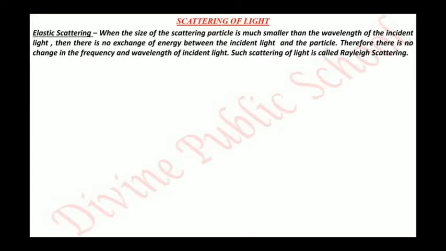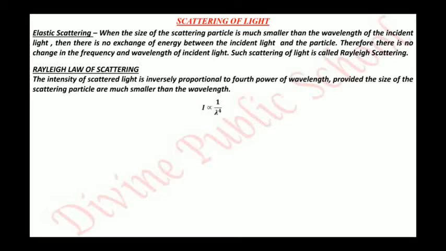Such scattering of light is called Rayleigh scattering or elastic scattering. There is one law given by Rayleigh, and that law is: the intensity of scattered light is inversely proportional to the fourth power of the wavelength, provided that the size of a scattering particle is much smaller than the wavelength. If the particle size is much smaller than the wavelength of incident light, then the intensity of scattered light is inversely proportional to the fourth power of the wavelength of incident light.